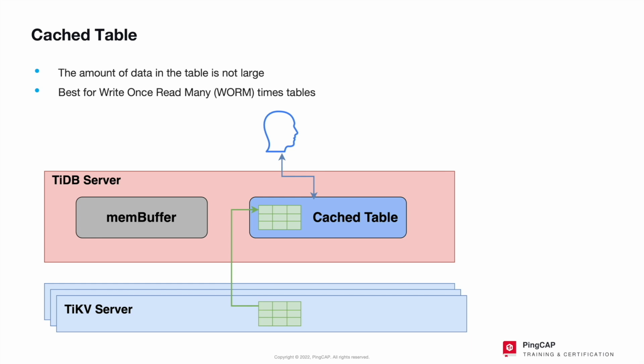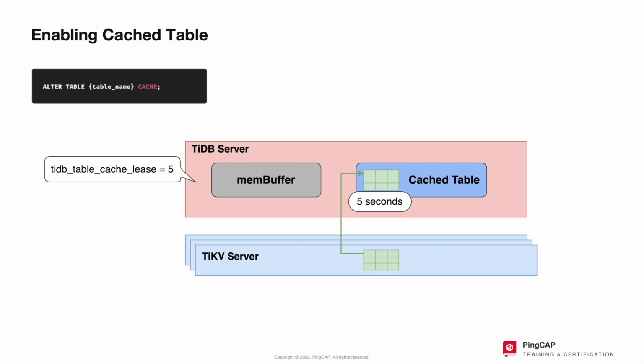In TiDB version 6, PingCap introduced the cached table. This is also called the TiDB Hotspot table cache. The entire table's data is loaded into TiDB server memory. When we query the cache table, we read directly from memory. This improves performance. You're probably asking yourself, how do I cache a table?